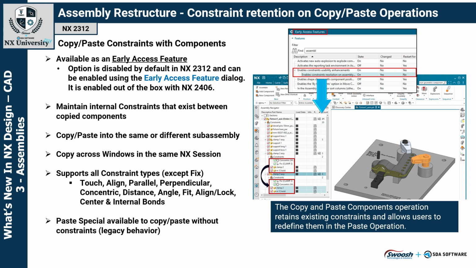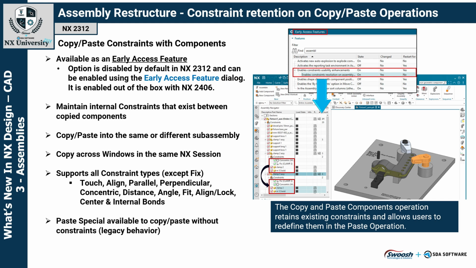This is going to allow you to maintain internal constraints that exist between your copied components. It allows you to copy and paste into the same or different subassembly. Also, it allows for the copying of this geometry and constraints across windows in the same NX session. This supports all constraint types except for the fixed type, such as touch, align, parallel, perpendicular, concentric, distance, angle, fit, align and lock, center, and the internal bonds constraint types.